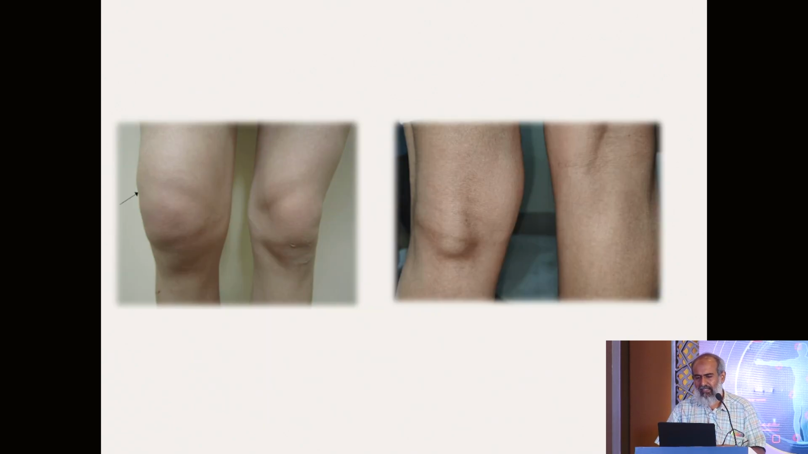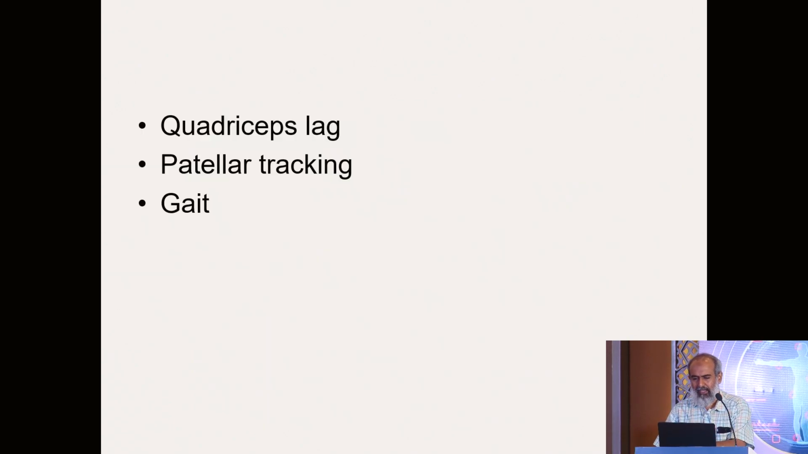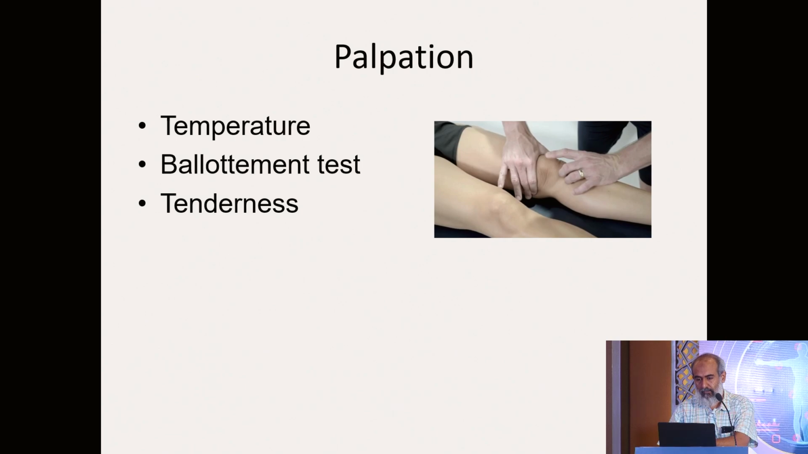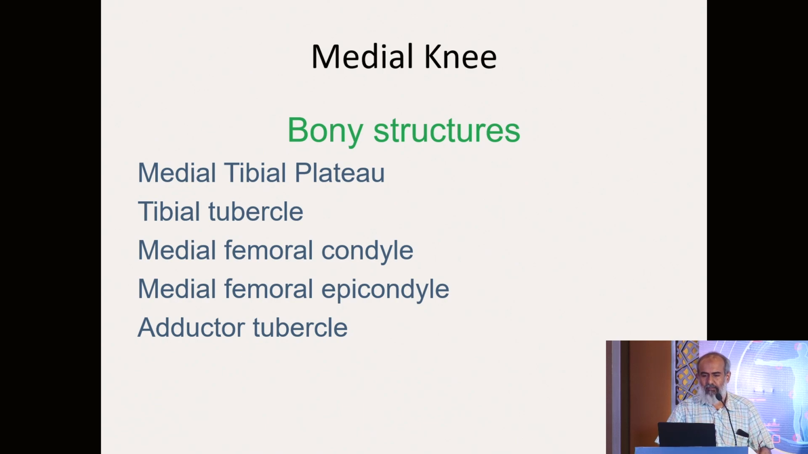Now in inspection, you can see an effusion, you can see a Baker's cyst, and the quadriceps lag. You may be knowing the quadriceps lag. Parallel tracking we will mention a bit later. Of course, the gait, ROM. You need to measure the ROM properly with a goniometer. But after the exams, you will probably be doing visual assessment, so you must be an expert in visual assessment also. Then the palpation: the temperature, the ballottement, the patellar tap test, and the tenderness in various areas.